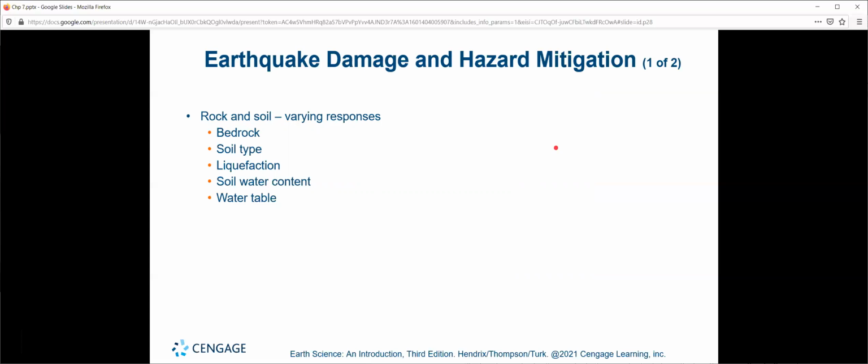Well, we can look at the rock and soil involved, namely the bedrock, soil type, liquefaction, soil water content, and water table. All of these components of the bedrock and underlying soil play a big part in mitigating the energy that's being transferred through. Because let's remember, what is an earthquake? That is energy pulsing through the ground. And P waves and S waves, usually then Rayleigh and Love waves for the surface.